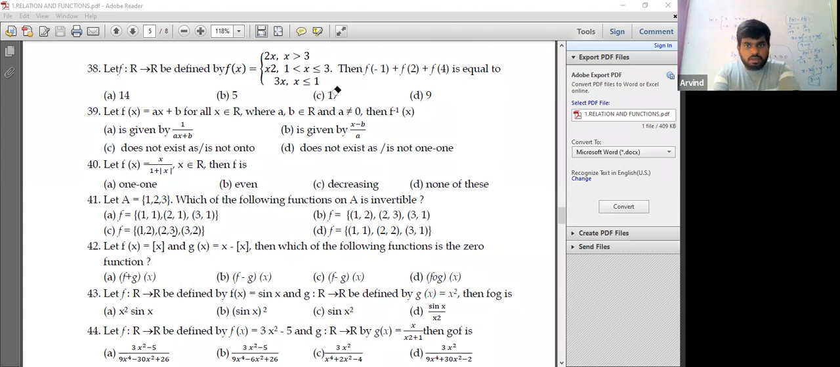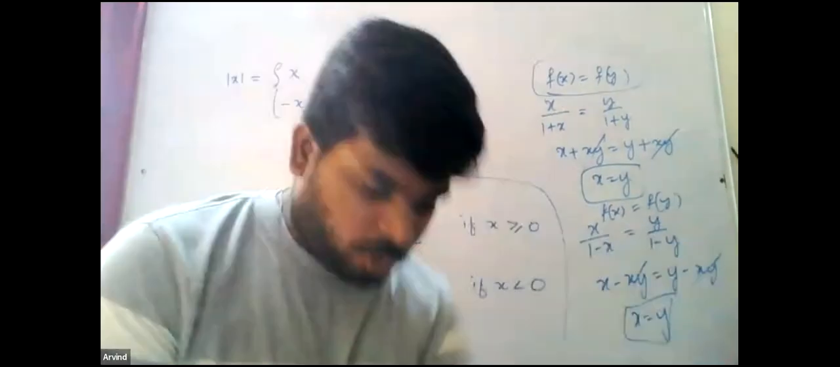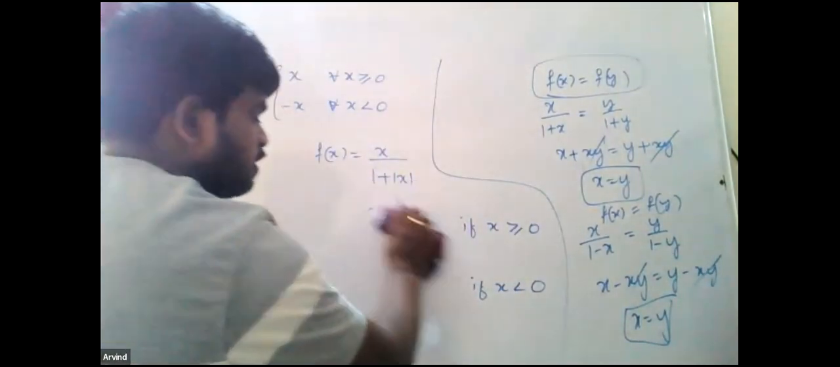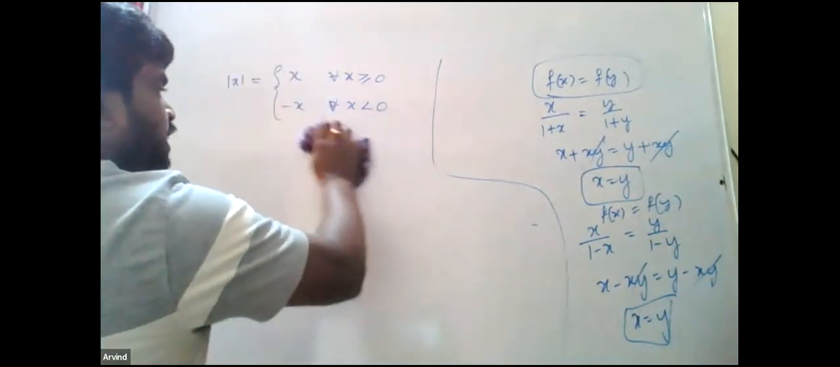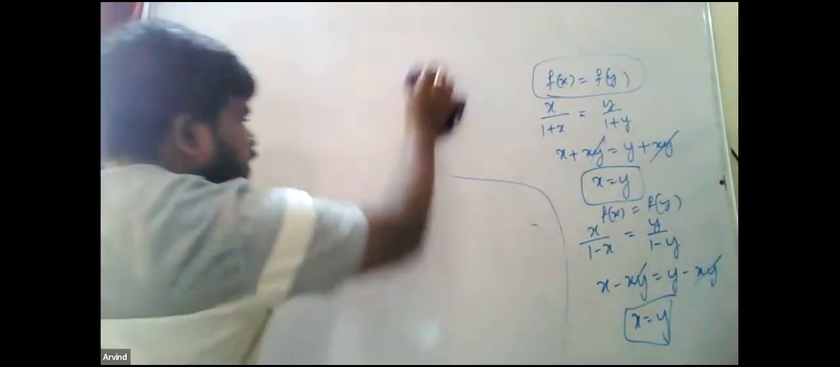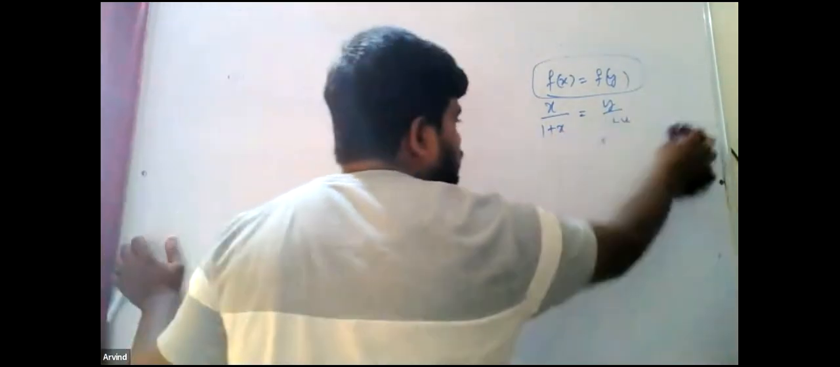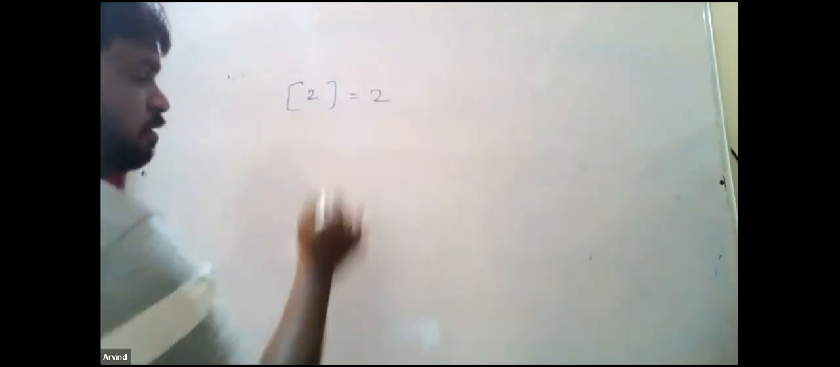Okay, let's go to the 42nd one. Let f of x is equal to the greatest integer function, square bracket x, also known as the step function or the floor function. What is the meaning of it? It is defined as you should take a value which is equal to the integer or less than that. That is why it is known as the floor function. Floor means down, so less than that. For example, greatest integer of 2 is 2 itself.